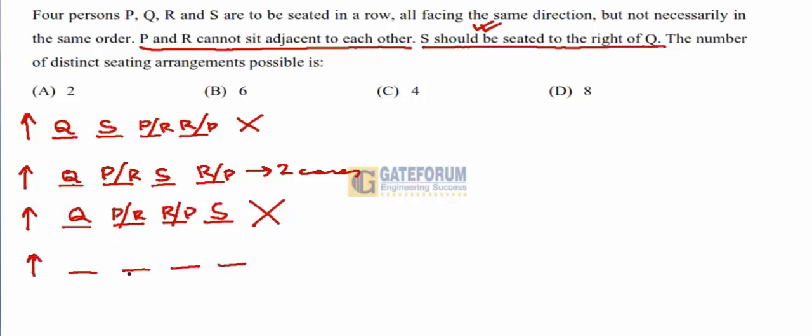Well, in all these three cases, Q sat at the first position and we changed the S. This time let Q be seated here and let S be to the right of Q. Well, here P can either sit here and R on this side, or else R can sit here and P on this side. So absolutely okay. So we can say from here two cases come out. What is the next case?